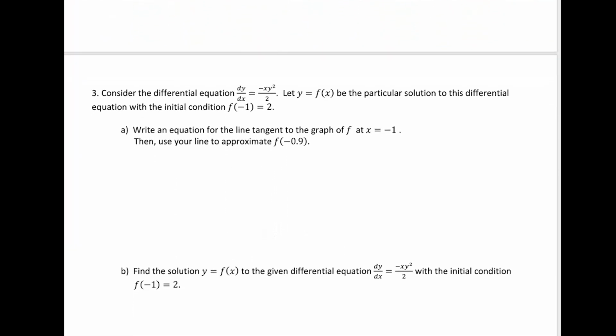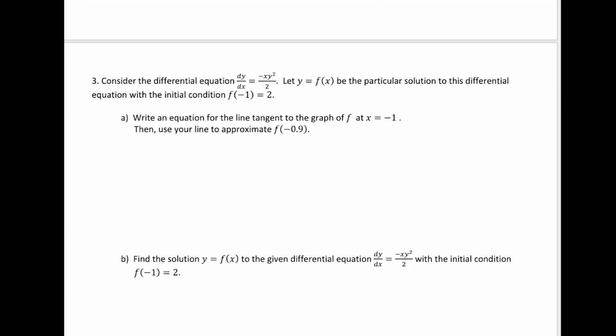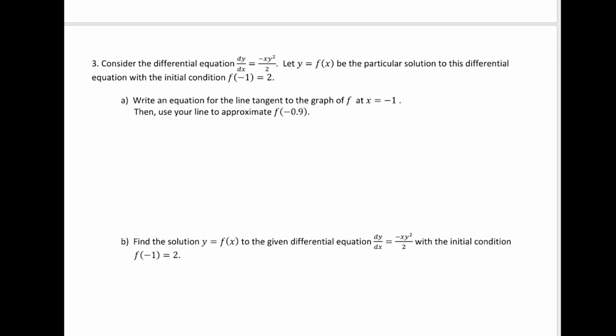Number 3 says consider the differential equation. Let y equals f of x be the particular solution to this differential equation with the initial condition that f of negative 1 equals 2. Part A says write an equation for the line tangent to the graph of f at x equals negative 1. Then use your line to approximate f of negative 0.9.